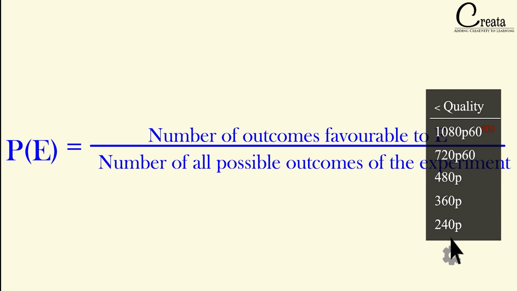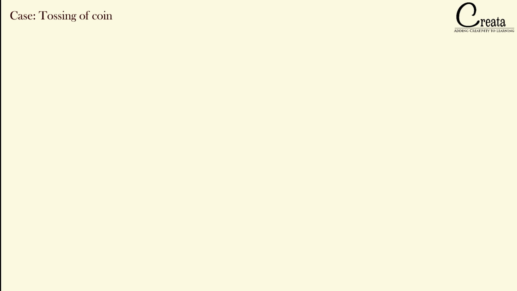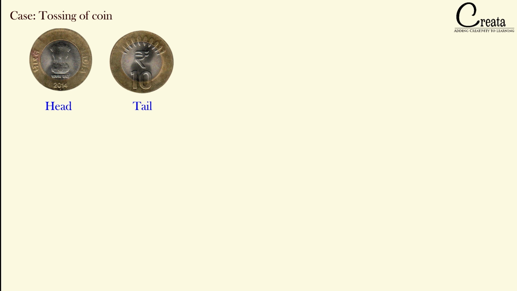Let's take the famous cases of rolling the die and tossing the coin. We will start with the tossing of the coin. So this is the standard coin and also the standard case of probability, that is tossing the coin. So if we toss the coin, what are the total outcome that we can get? We can get either head or we can get tail. We cannot get the third outcome. In the standard scenario it will be head or tail.